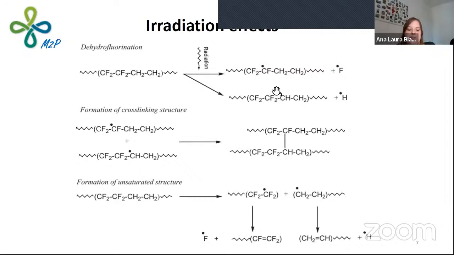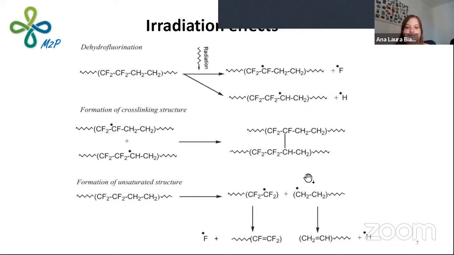These macro radicals undergo competitive reactions with each other. One of them is the formation of a cross-linking structure from the reaction between two radicals, which is this structure here. This cross-linking reinforces the structure of the film, but in excess it can make the film very fragile, very rigid. Another reaction is the formation of unsaturated structures that result in scission of the polymer chain, which characterizes degradation, which is the second case here.